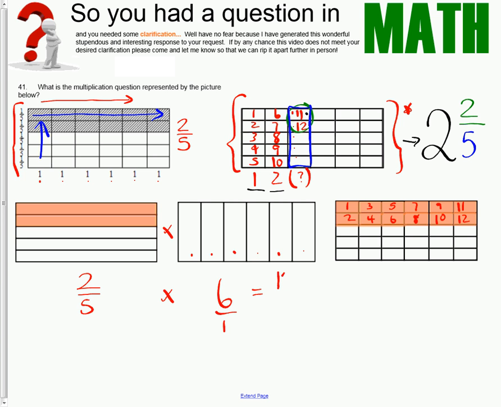2 times 6 is 12. 5 times 1 is 5. So that's an improper fraction, so I have to convert it to a mixed number. 5 goes into 12 2 times with a remainder, or a leftover, of 2 pieces, and then my denominator. Okay, hopefully that helped, specifically question 41 and multiplying using the rectangle model when doing a fraction times a whole number or a whole number times a fraction. Thanks.